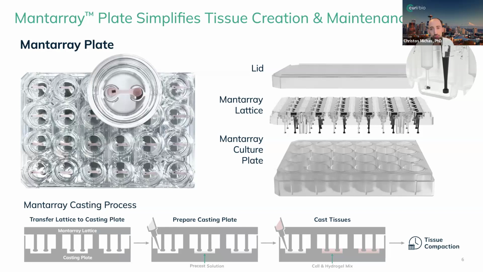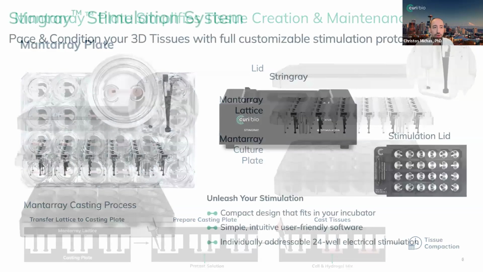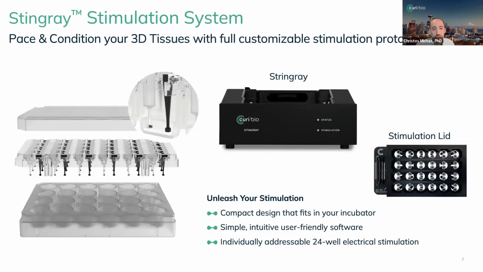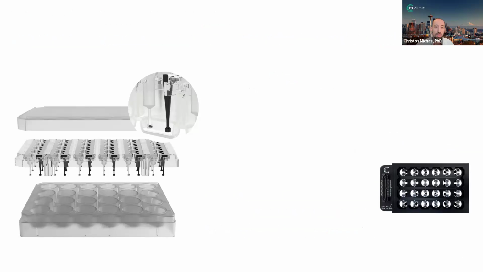So first, you might want to pace them or condition them. And for that, you have the Stingray stimulation system. This is an instrument the size of a shoebox. It can optionally be placed in your incubator if you choose so. It has a very simple, intuitive, user-friendly software that you can use on your computer that is connected to the Stingray. And then using the stimulation lid, which you simply slide into the plate, you can stimulate all 24 tissues. And in fact, you can apply a different protocol to each one of the tissues, so you have individually addressable electrical stimulation.